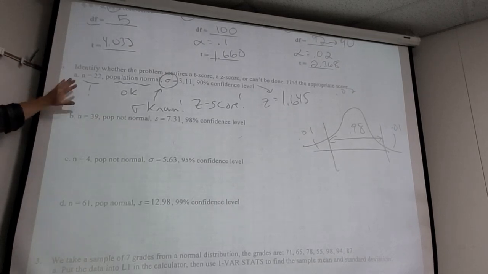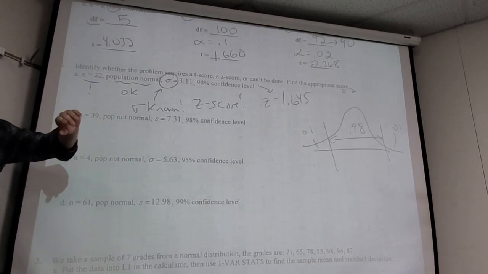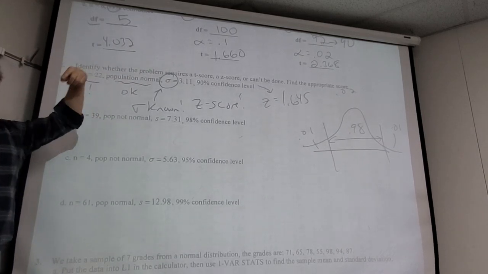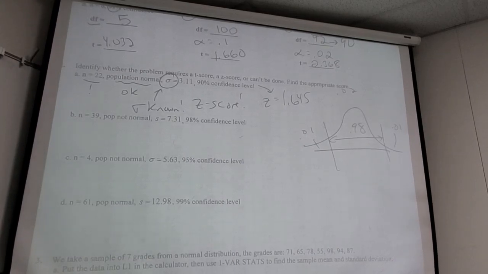In order to use Z or T, you need to have a normal distribution. So either it says it's normal, or the sample size saves us, right? One of those two. T-scores are just like Z-scores that have been beefed up, so they have the same needs to be used.